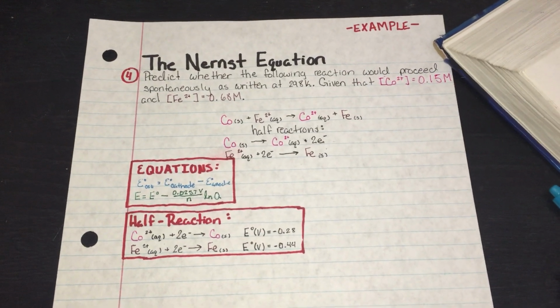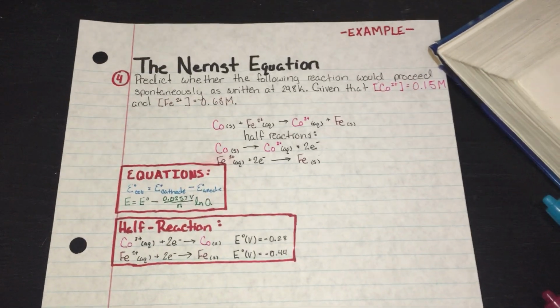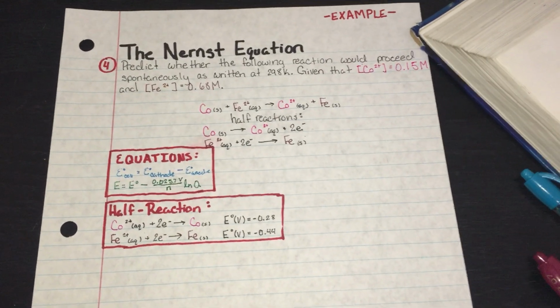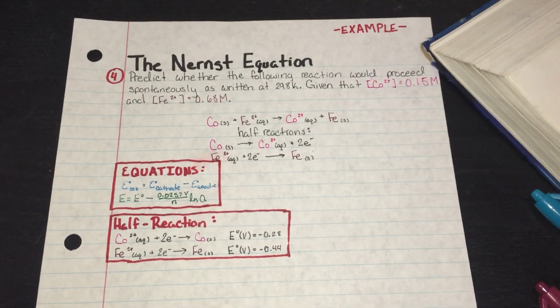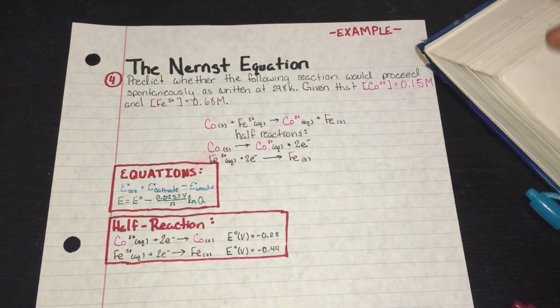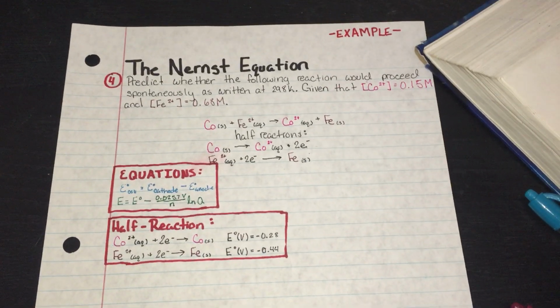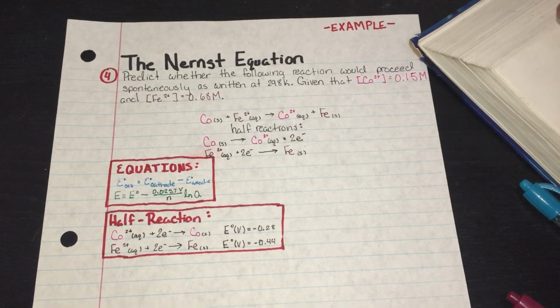For our fourth example, we have a problem from chapter 18 in the book that goes over the Nernst equation. And the problem asks us to predict whether the following reaction would proceed spontaneously as written at 298 degrees Kelvin, given that Co2+ is equal to 0.15 molarity and Fe2+ is equal to 0.68 molarity.